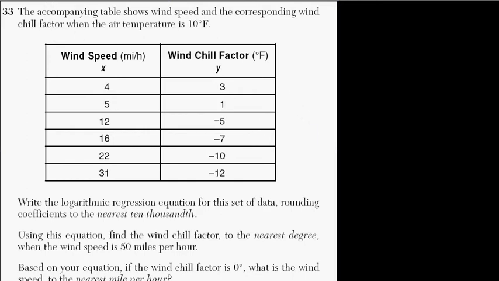Last problem. Well, second last. Number 34 is last. It says the accompanying table shows wind speeds and the corresponding wind chill factor when the air temperature is 10 degrees Fahrenheit.